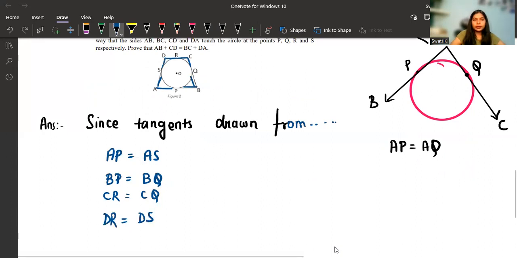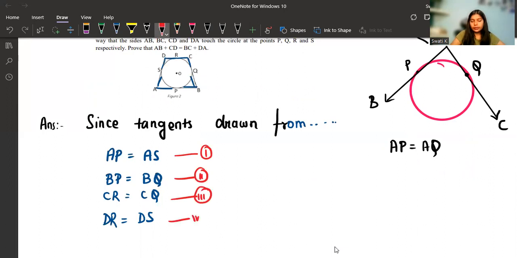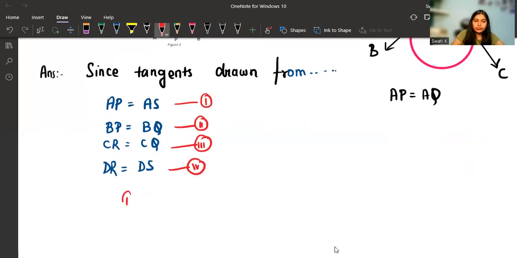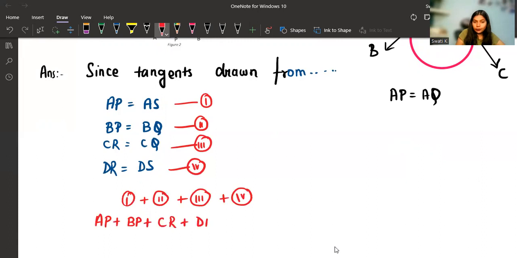Now let's just give every equation a name: 1, 2, 3, and 4. Now we are just going to add equations 1, 2, 3, and 4. So 1 plus 2 plus 3 plus 4. What are we getting? We are getting AP plus BP plus CR plus DR equals, I have added the LHS part. Now I'm adding the RHS part, which is AS plus BQ plus CQ plus DS.